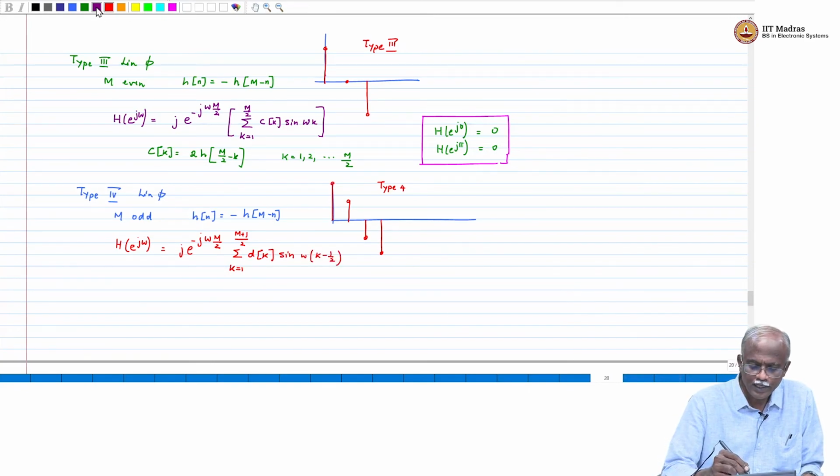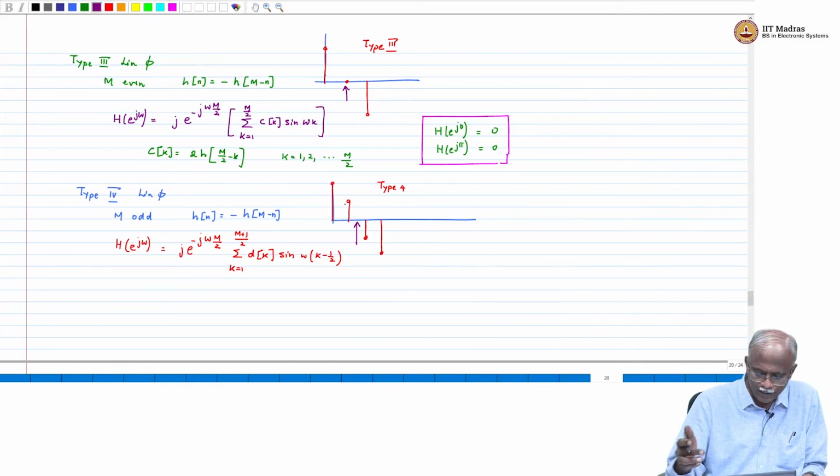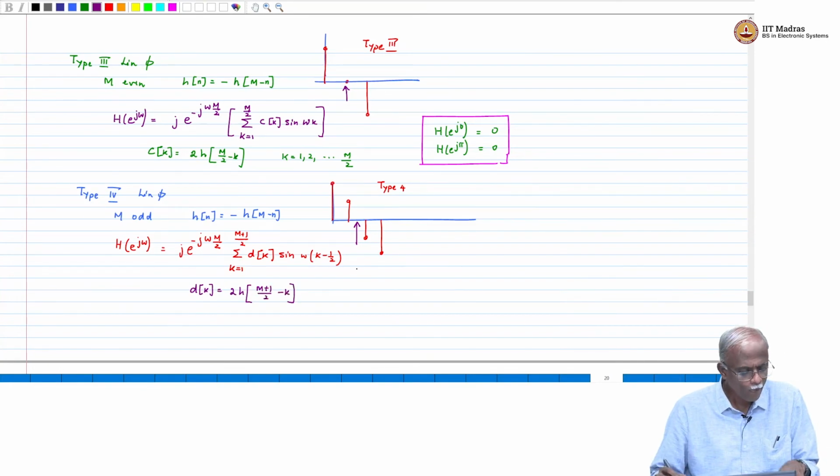Because where is the point of symmetry? The point of symmetry is in the middle, right? This is the point of symmetry. This is the point of symmetry. So the point of symmetry is in the middle. When you factor it out, you will get expressions of this type. What is d_k equal to? d subscript k is equal to 2 times h of m plus 1 by 2 minus k. Okay, and k equal to 1 through m plus 1 by 2.